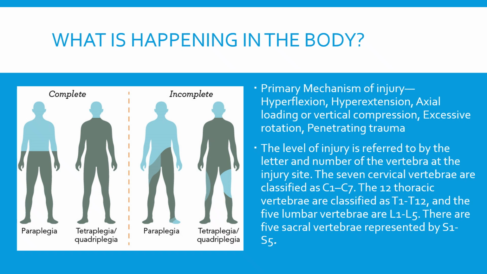Tetraplegia, or quadriplegia as it is also known, is paralysis, and quadriparesis is weakness that involves all 4 extremities. This is seen with cervical cord and upper thoracic injury. Paraplegia, or paralysis, and paraparesis, weakness, involve only the lower extremities. This is seen in lower thoracic and lumbar sacral injuries or lesions.